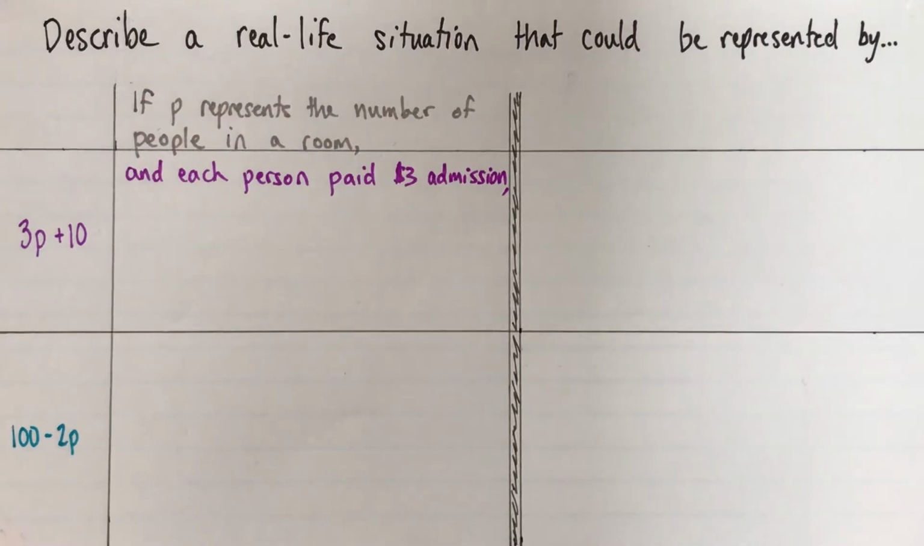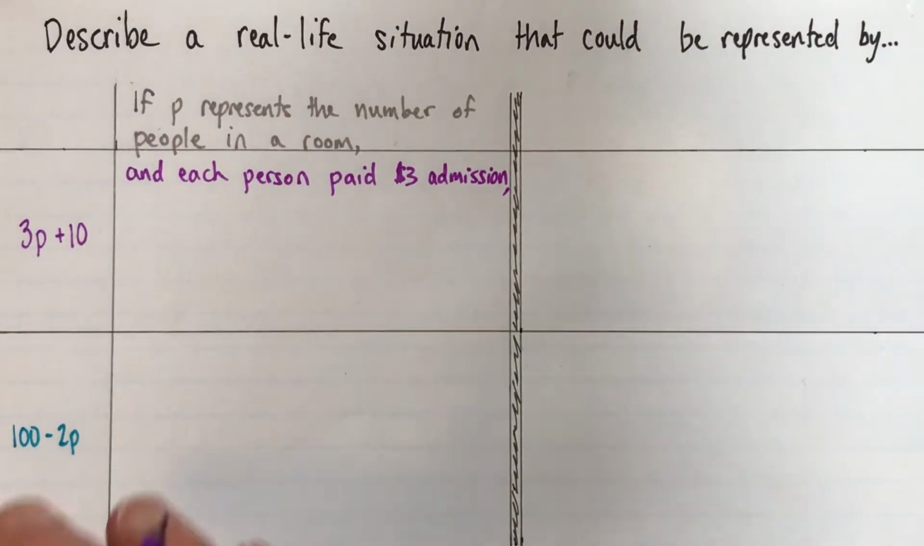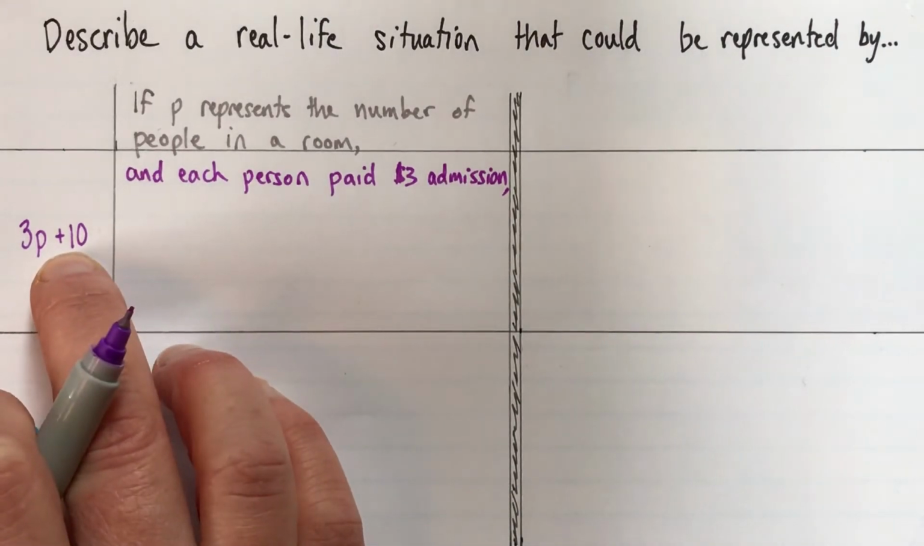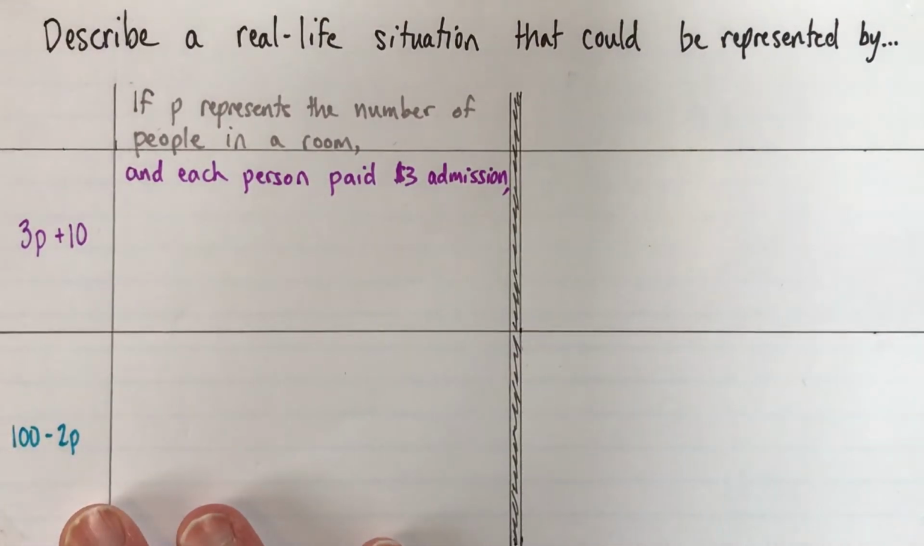And as you're doing this, I would probably make notes to myself, because sometimes you have to go back. Maybe at this point, if it was hard to come up with some reason to add 10, I might say, okay, we won't make it $3 admission, we'll make it something else.